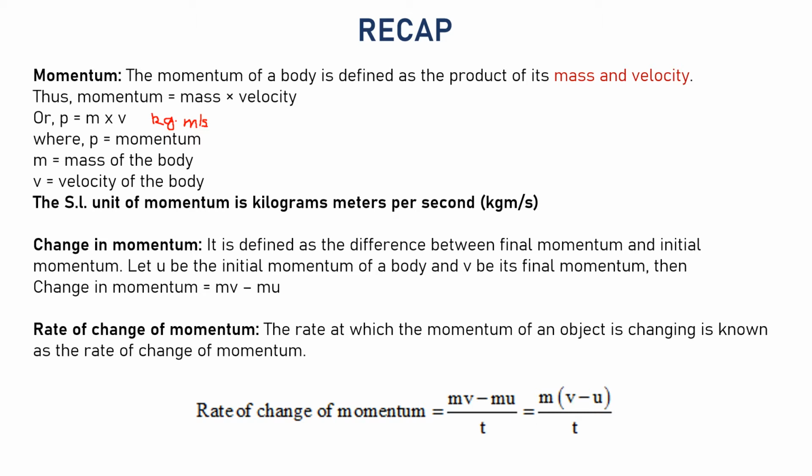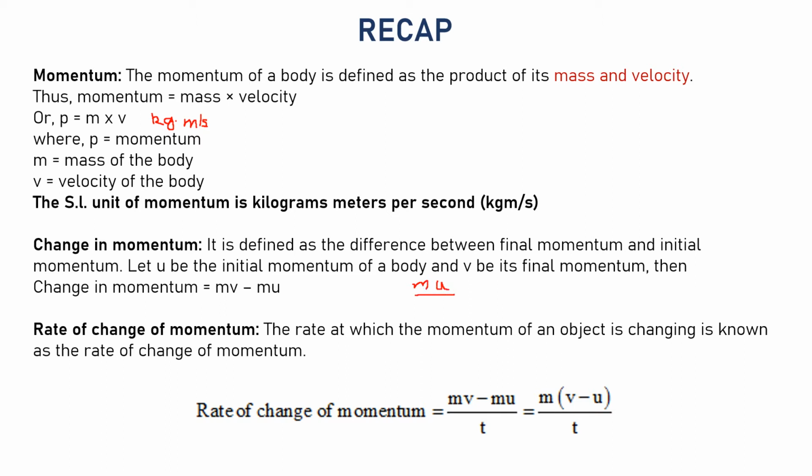Now, change in momentum. What do we mean by change in momentum? A change in momentum is possible when a body was initially moving with a velocity u, and it started moving with a different velocity after a force is applied on it. That means there will be a change in momentum. Let's derive this. A body of mass m is initially moving with a velocity u.